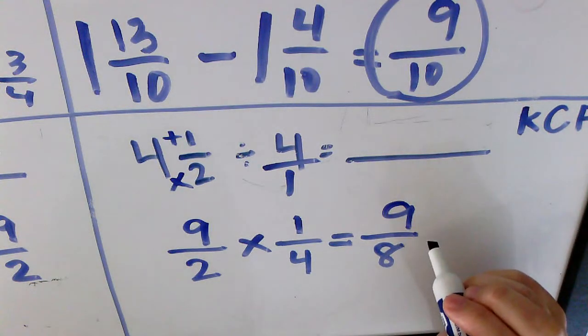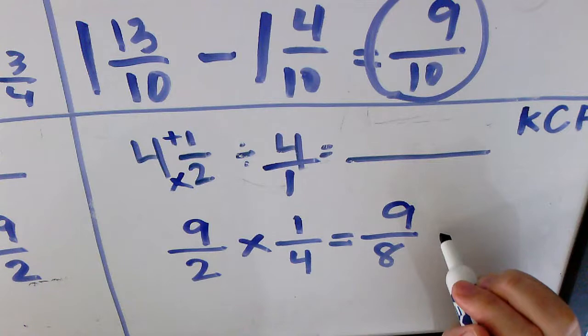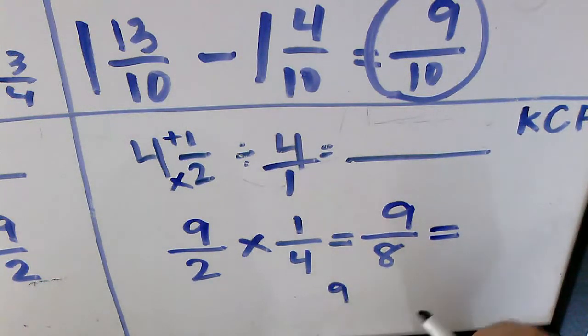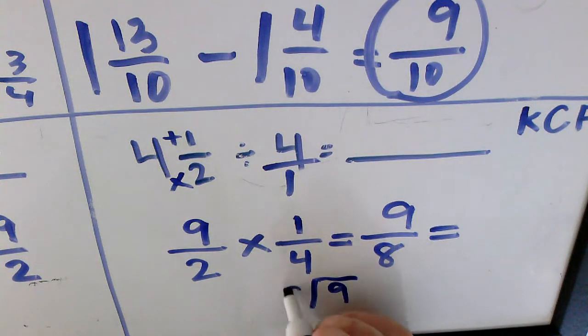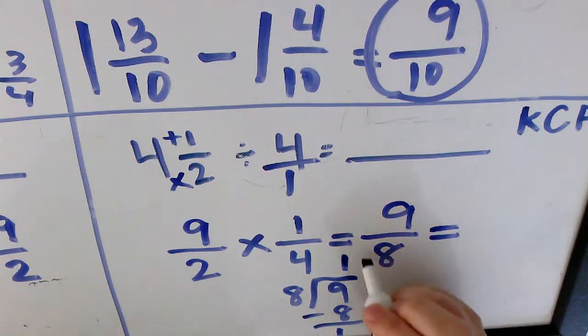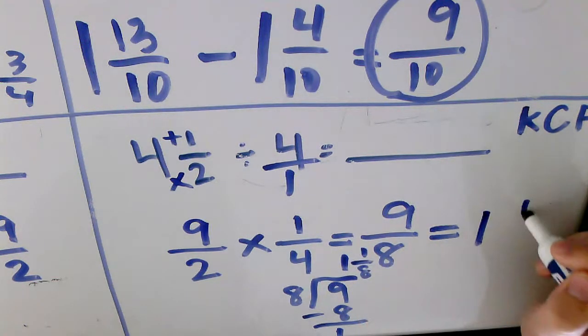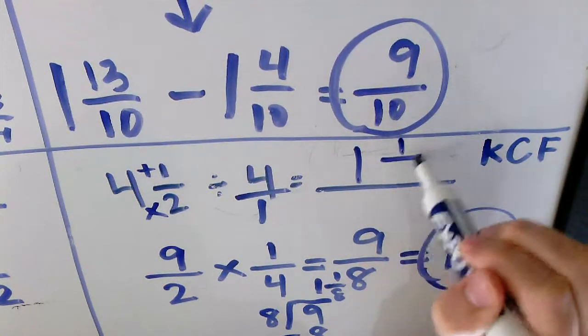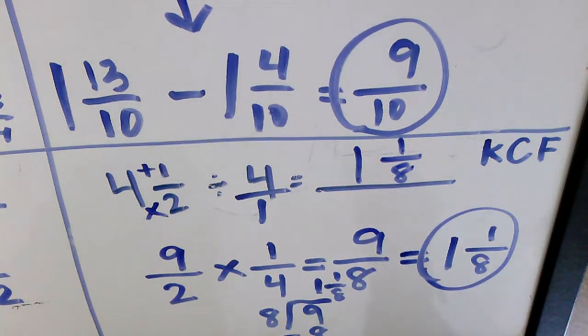Obviously, that is an improper fraction, so that can't be my answer. So I divide when I have an improper fraction. This example you might be able to do in your head, but I know 8 goes into 9 one time. 9 minus 8 is 1, so I have 1 1/8 as my final answer for this division problem. And please notice it did get smaller, so that is how I know that this is the correct answer.